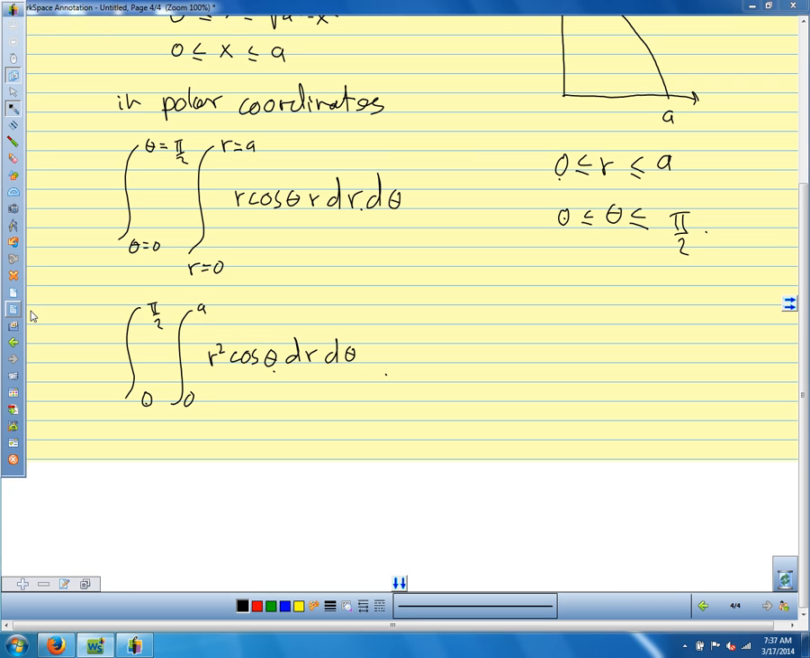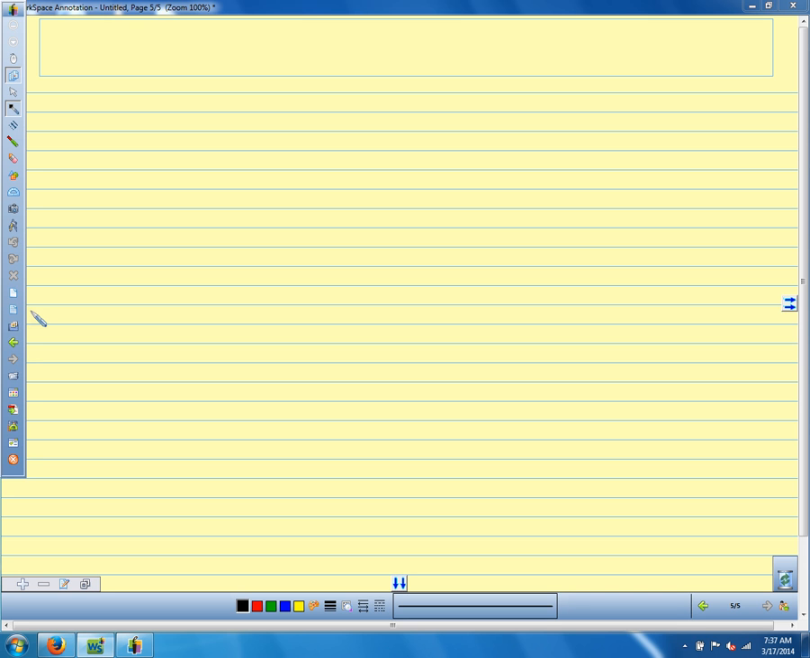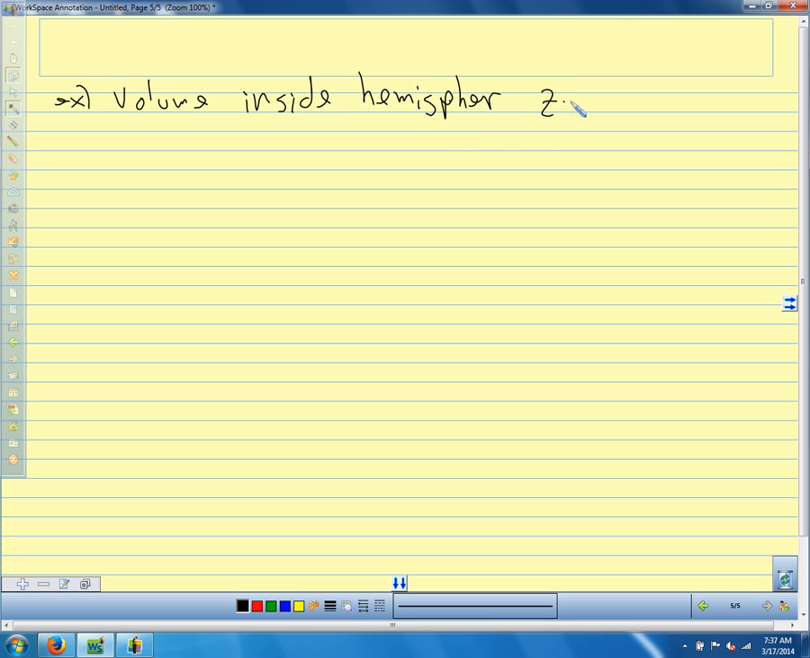Okay, let's look at another one. Let's find the volume inside the hemisphere z equals the square root of 16 minus x squared minus y squared, and outside the cylinder x squared plus y squared equals 1.